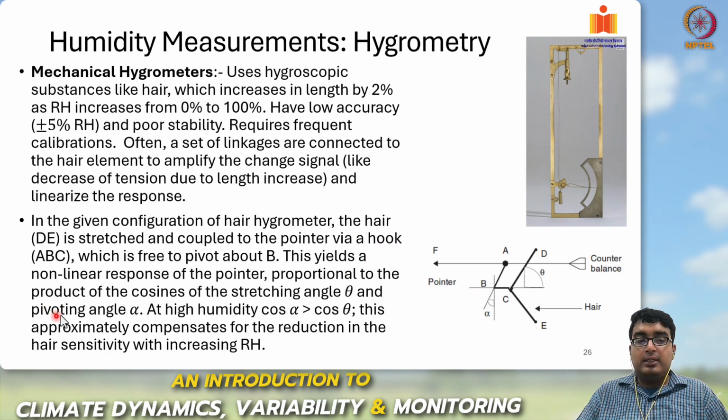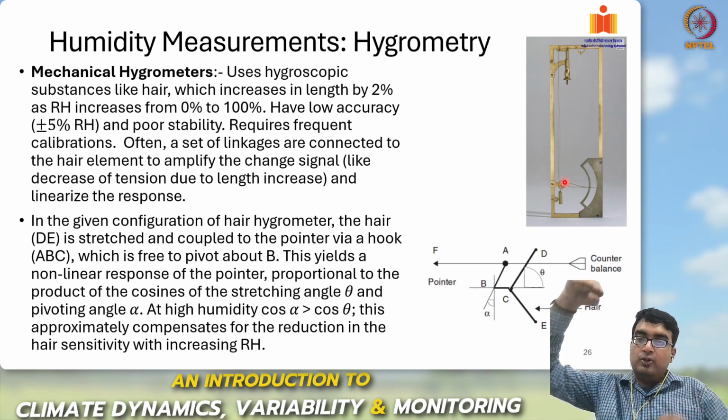We will start our discussion of hygrometry today as well. So, hygrometry is the measuring of humidity. These are called hygrometers. The most classical type of hygrometers are mechanical hygrometers. These use hygroscopic substances like hair, which increases in length by about 2% when relative humidity increases from 0% to 100%. You can see this human hair or horse hair, different types of hairs are used. This is put taut between 2 points.